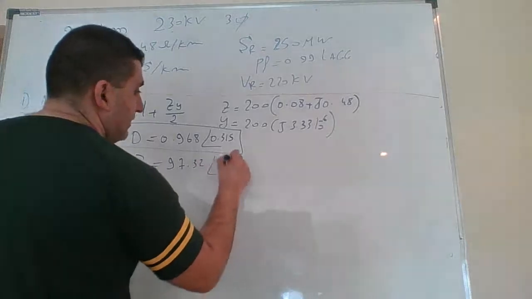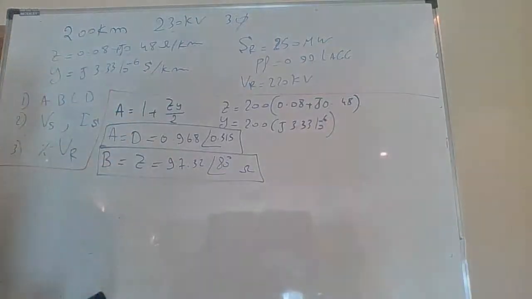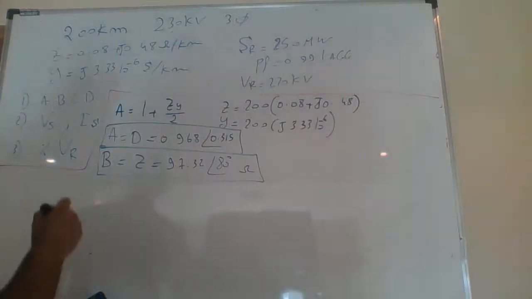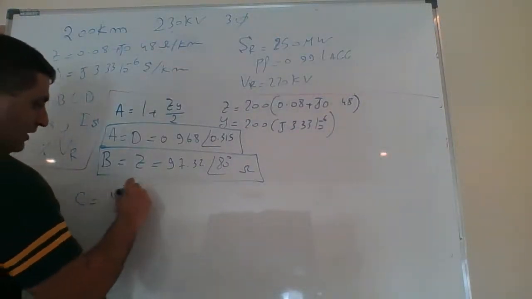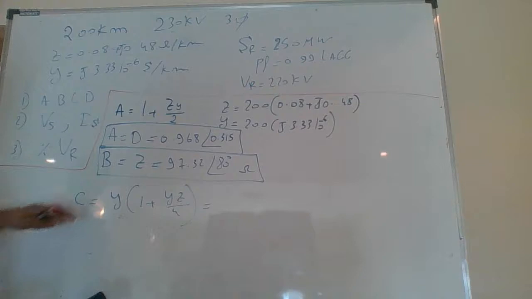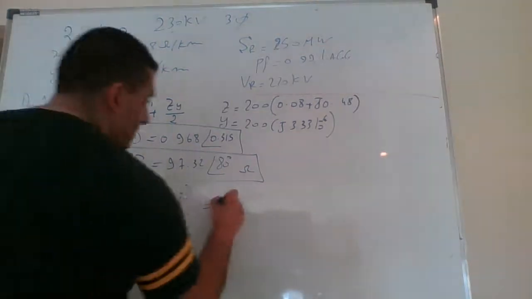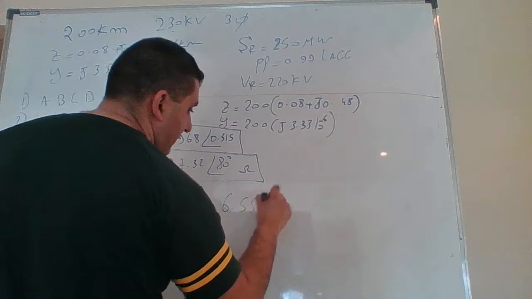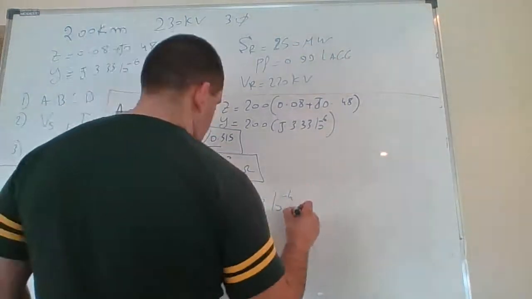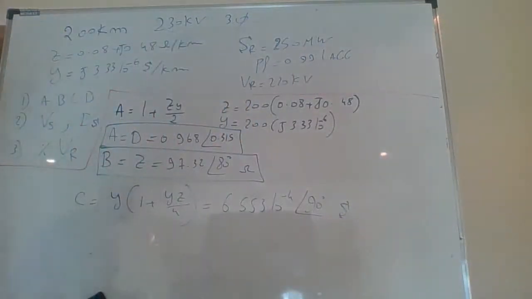97.32. The angle is 80 degrees only. That's B. So what's left is C. C, as we know, is (1 plus YZ) over 4 times Y. All I have to do is put the value of YZ into this equation, and I will end up with C equal to 6.553 times 10 to the minus 4, at an angle of almost 90 degrees, in Siemens.